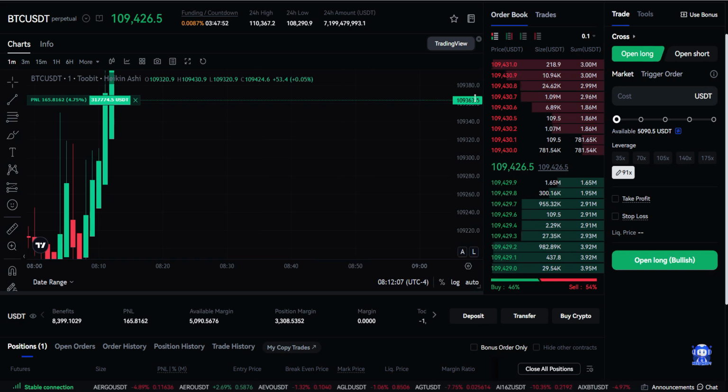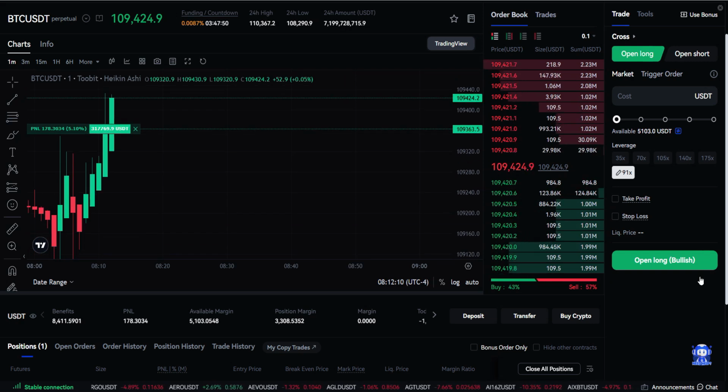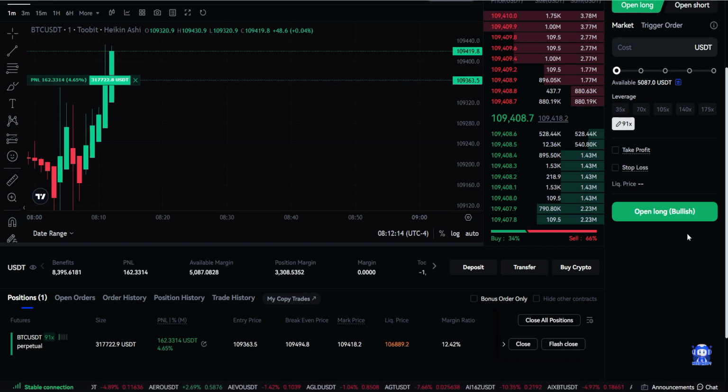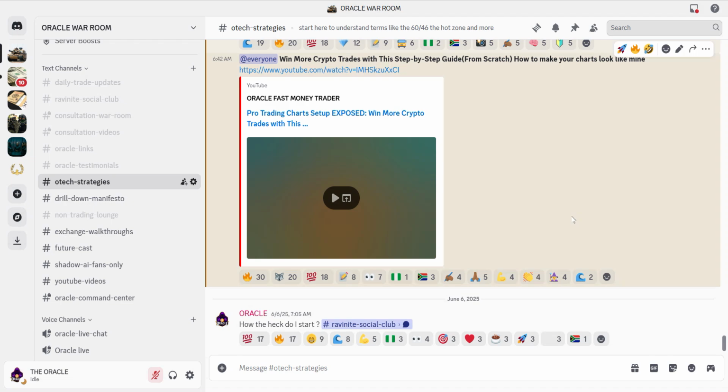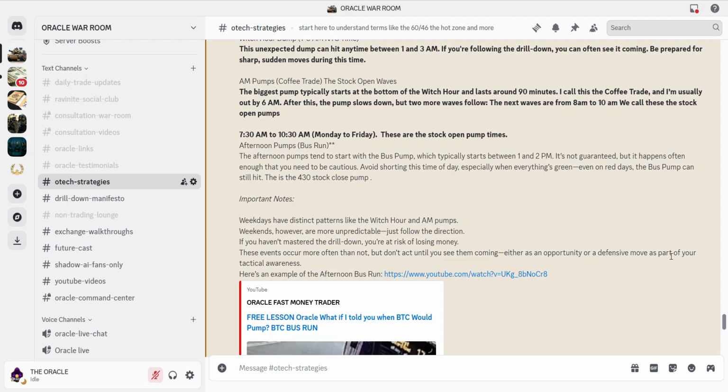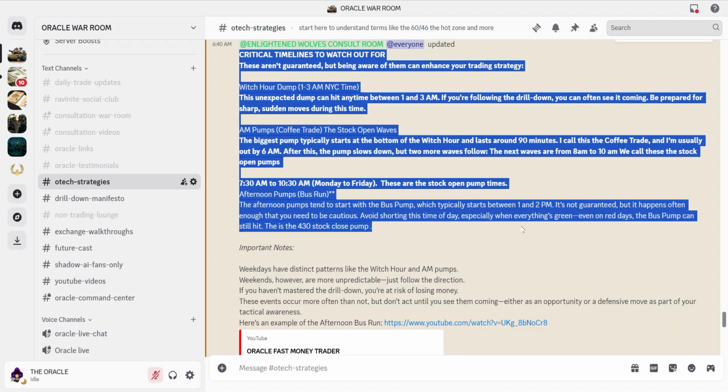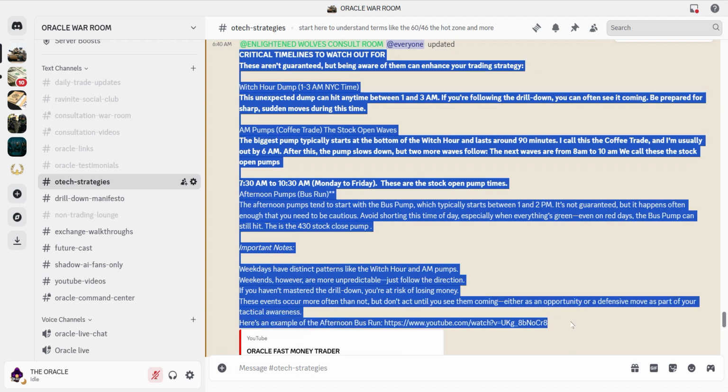Look at this pump. I knew it was incoming. I knew the time of day. It's 8:12. This is called the stock open pump. If you're a member of my free Discord, come in and go to OTEC Strategies. Scroll up and look for the picture of the bus here.